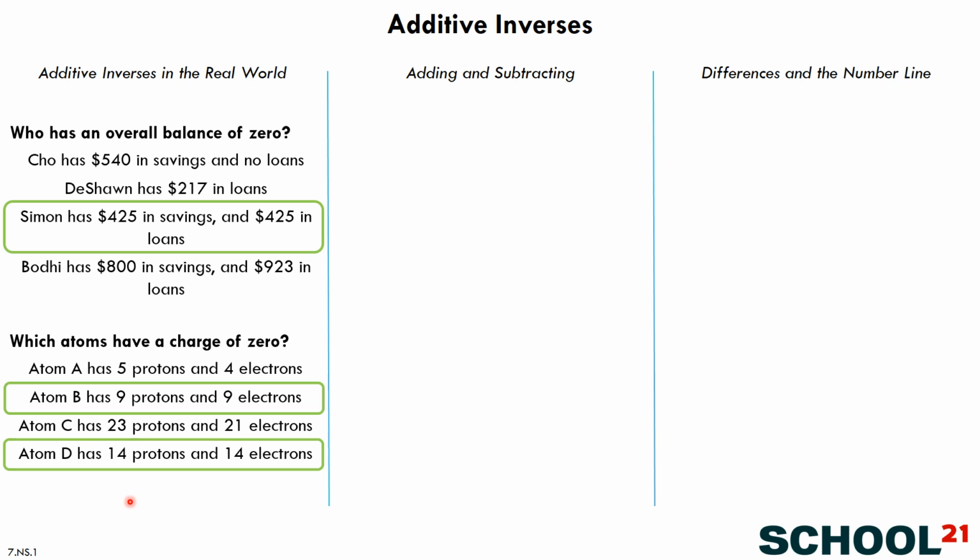Make sense? Okay, now let's use this to figure out some rules about how to work with negative numbers. When you said atom D had a balance of 0, you might have said, well, it's 14 and 14, but one of the things you were doing is adding the 14 positives and the 14 negatives, right? So let's write this in math terms. You added the 14 positives plus the 14 negatives, and that added up to what? 0.